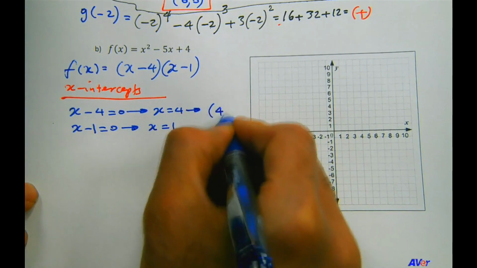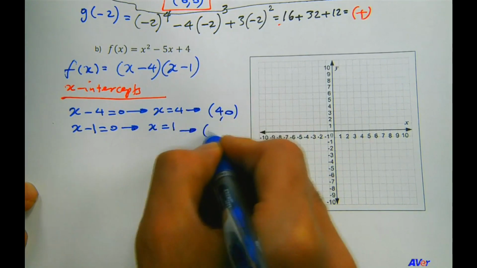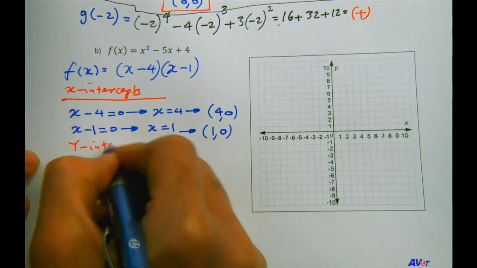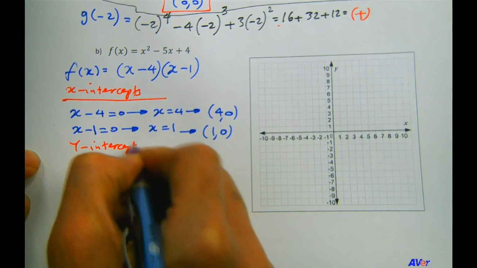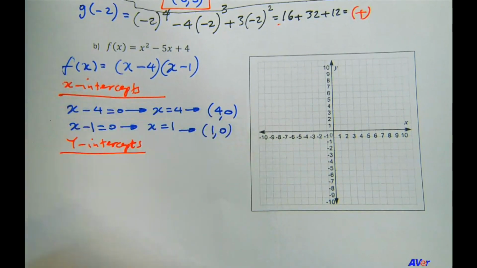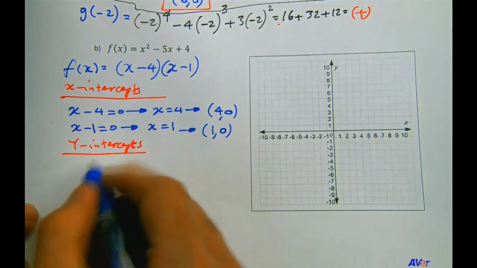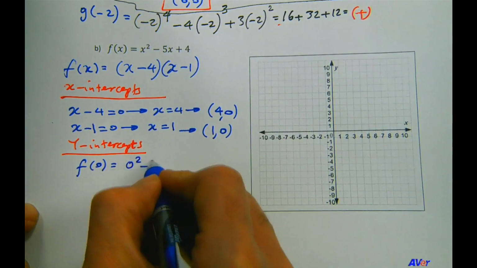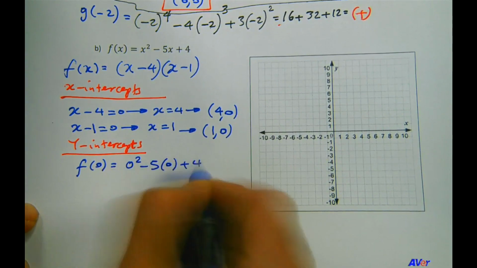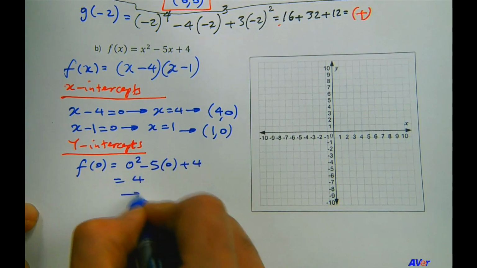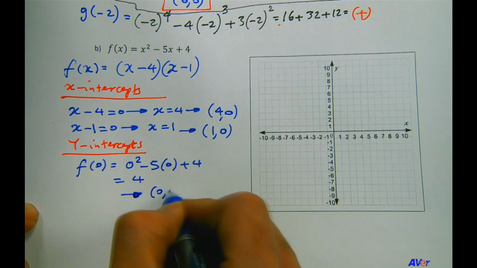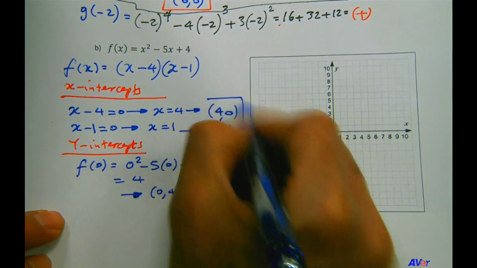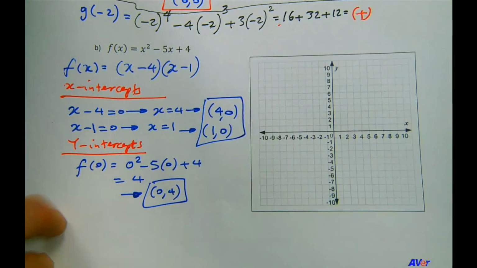The x-intercepts here are 4 comma 0 and 1 comma 0, and the y-intercept is wherever the x value is 0. So f at 0 is 0 squared minus 5 times 0 plus 4. So that is equal to 4. So we have 0 comma 4 as the y-intercept. So these are the x-intercepts, and this is the y-intercept, okay?